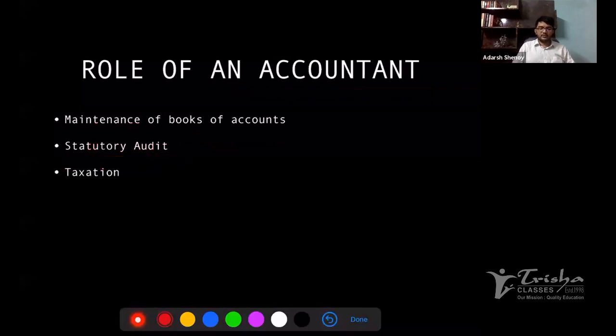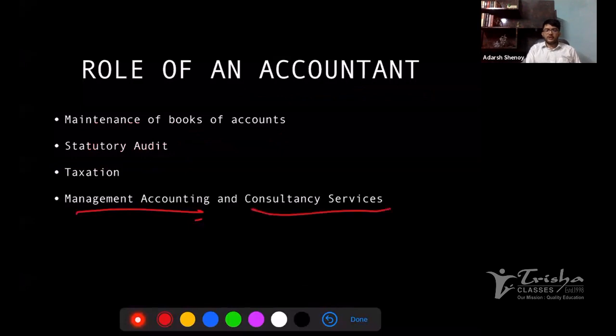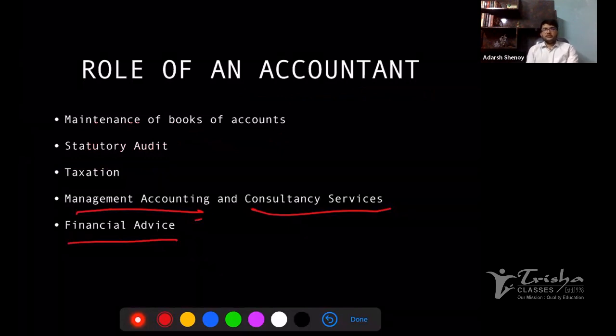Taxation related activities. So that is taxation, direct taxes or indirect taxes related. Management accounting and consultancy services. You can give management consultancy or MIS reports and all, I told you yesterday. So in that also we can help the management in drafting that system and all. Financial advice. Financial advice means where you should keep your money, where you should invest your money. You can give advice like this also.